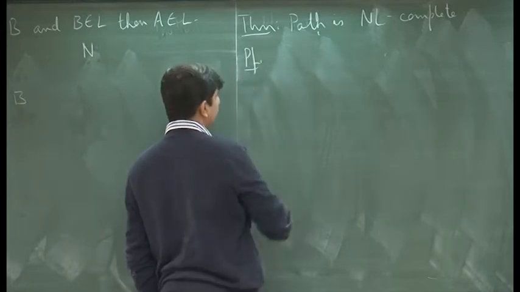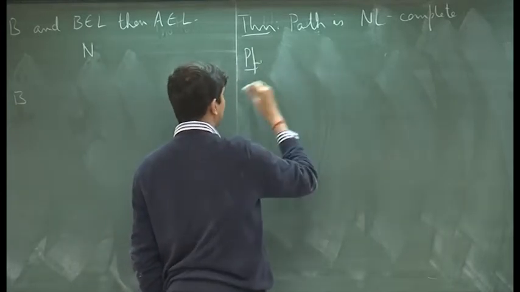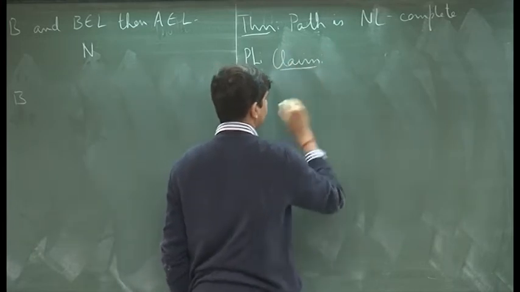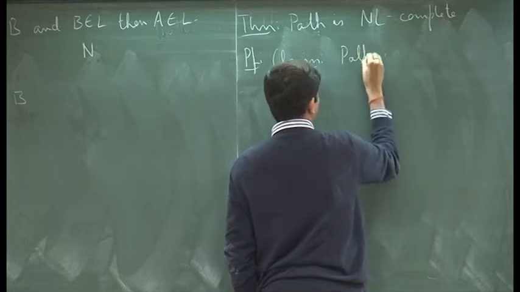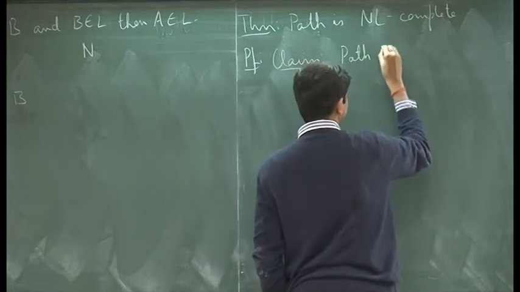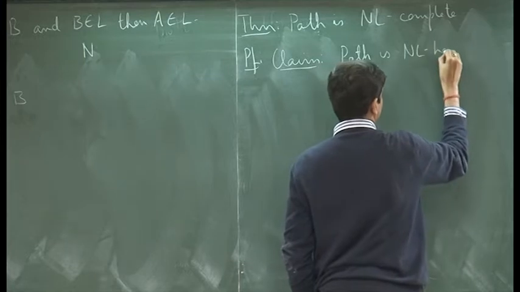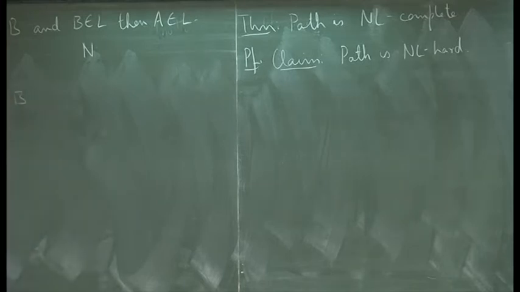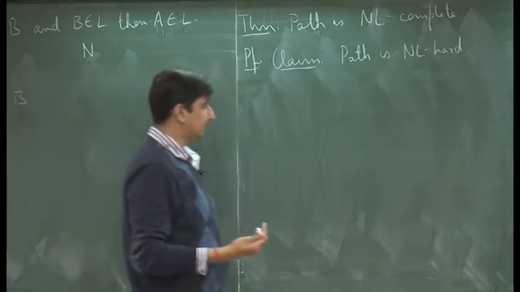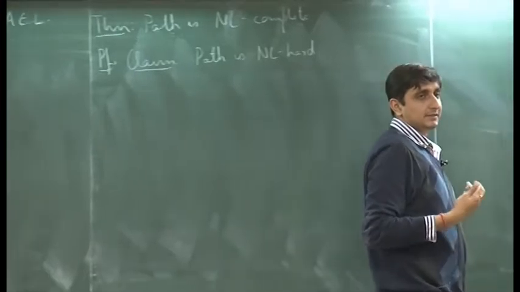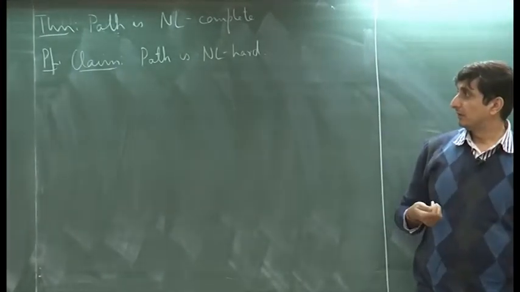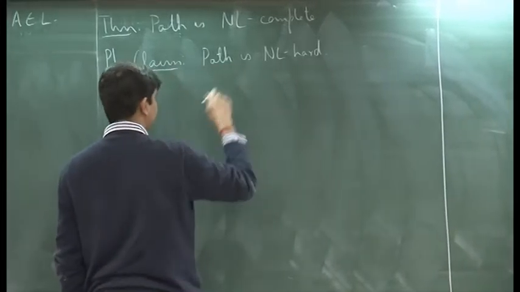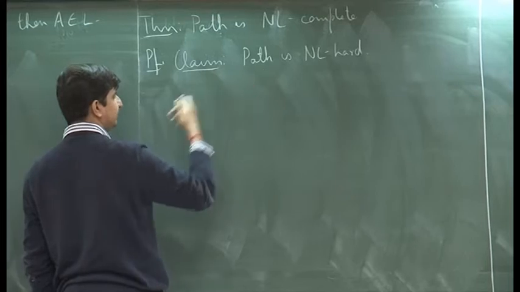So, the question is, how do we prove that path is NL hard? The claim is that path is not only in NL, it is NL hard as well. So, how do we argue this? It is basically the same ideas that we have seen in our earlier classes. So, how do we prove path is NL hard? Let us take any language L in NL.